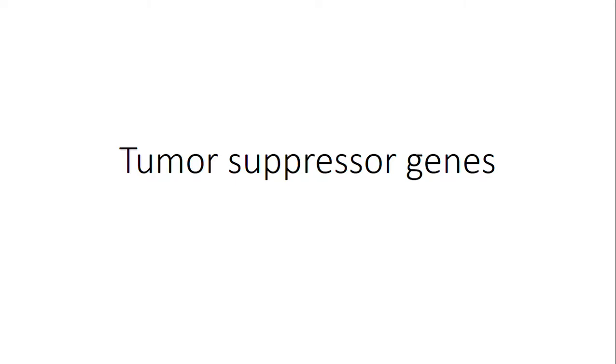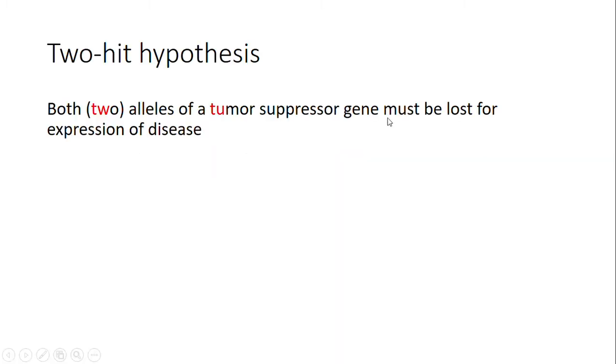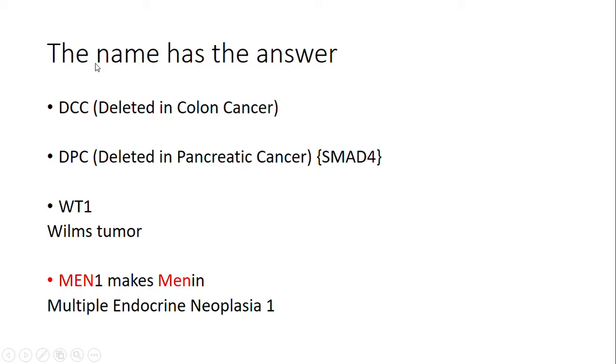Tumor suppressor genes block the survival and the proliferation of cells. And in order to manifest the disease, the two alleles of a tumor suppressor gene must be lost. This is what we call the two-hit hypothesis. Let's start with the easy ones.